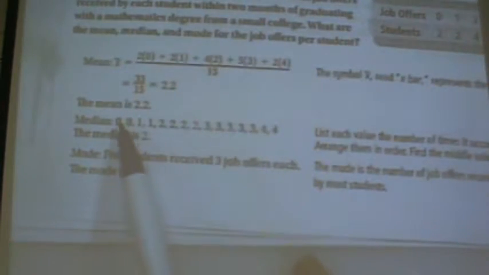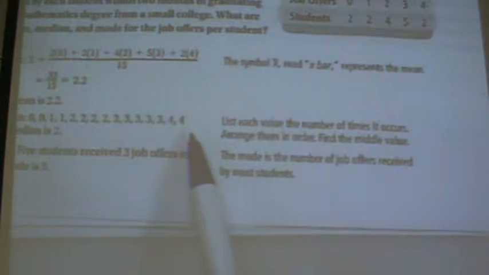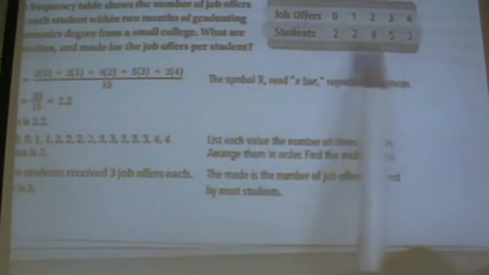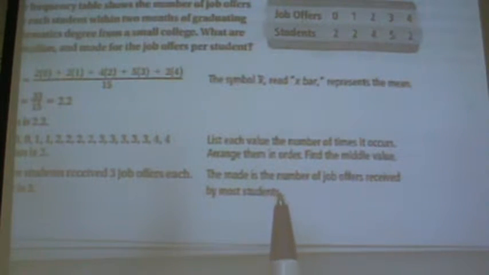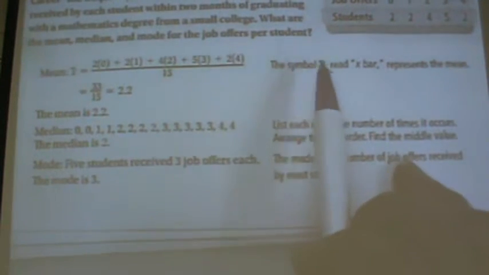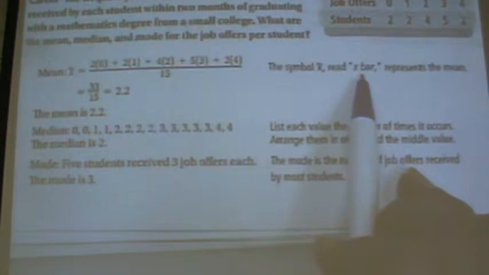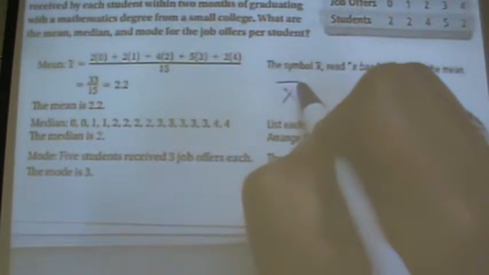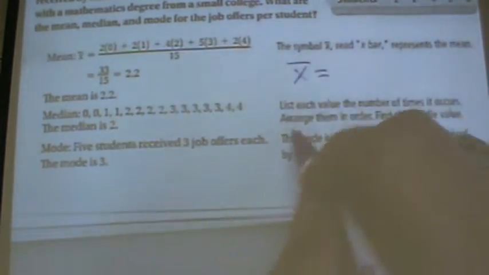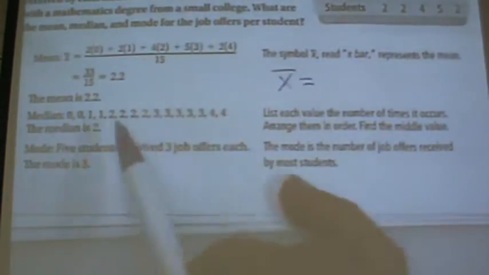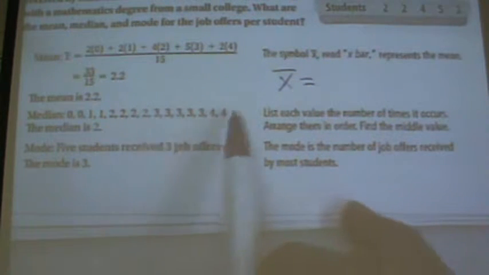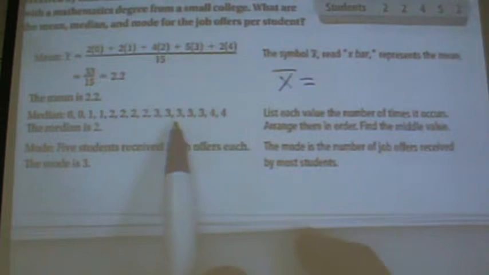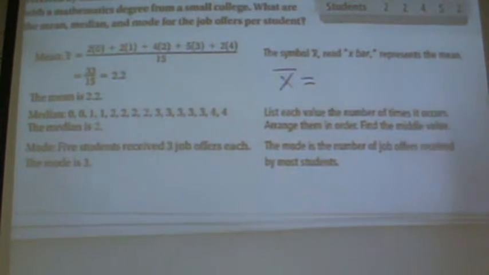So to find the average, you would add these up and divide by however many you have, which is 15. Okay, you count these, these are the number of students you have. There's 15 students here. Okay, so the average, and notice how they wrote X bar, that is the mean, the average. So when you see X bar equals, that's the average. The median is the middle number. So if you looked at these 15, the middle score is 2. In the mode, the one that occurred most often is 3 job offers.